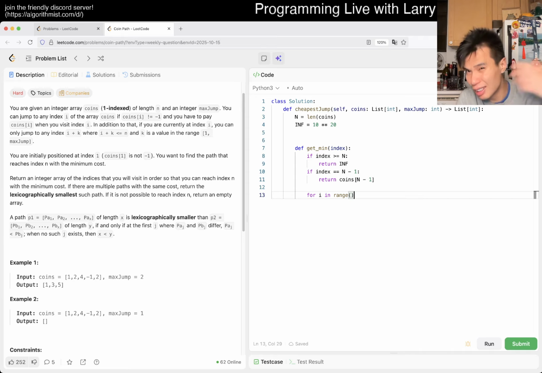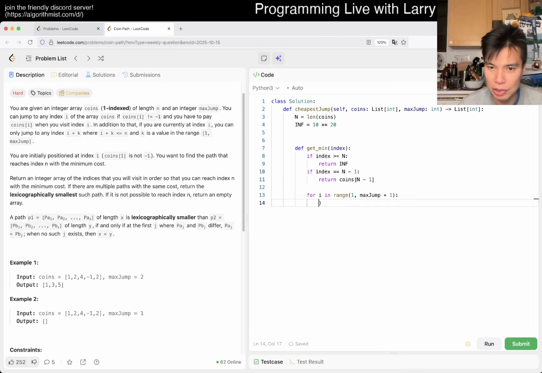Yeah, so in a way, we're just going to do it as brute force as possible, right? So we go to maxJump plus 1, so that we do 1 to maxJump inclusive, right? And then it's just going to get the min of index plus i, and then the cost of jumping to index plus i. Actually, maybe I messed that up. It's going to be index plus i, right? So maybe I don't even need this.